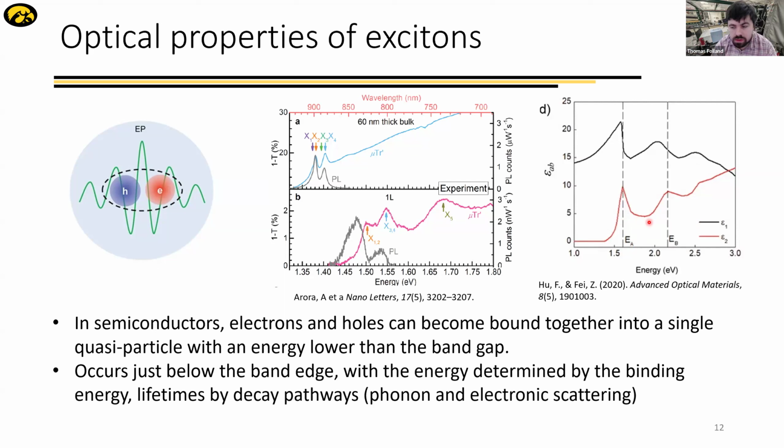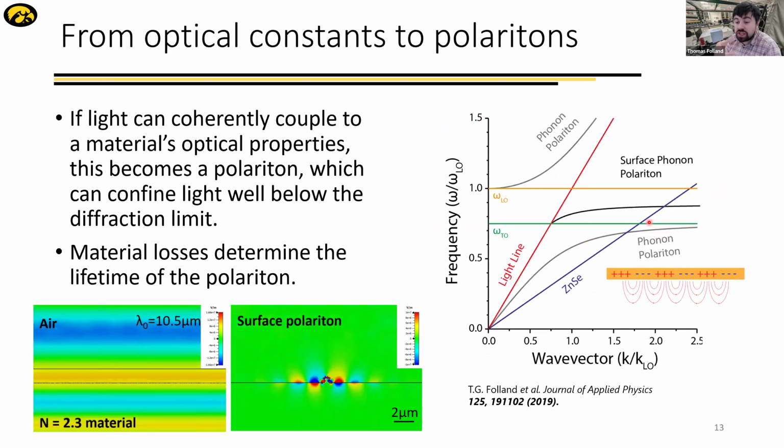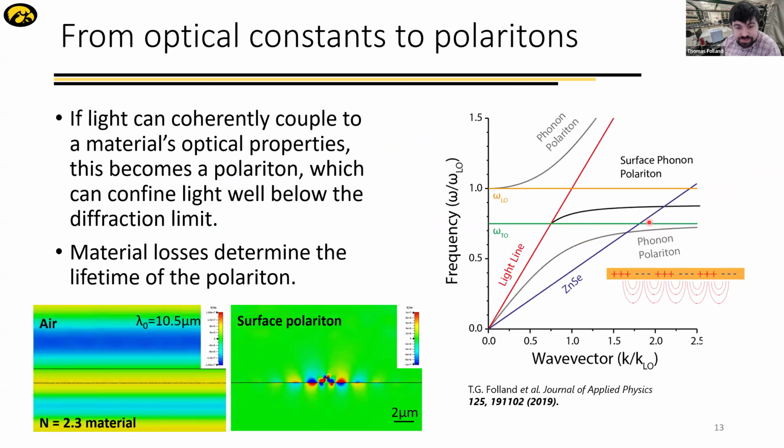The example that we work a lot on in my lab, and the thing that we use optical constants for a lot of the time, in addition to just materials analysis, is looking at polaritons. These are strongly coupled states of light and matter.